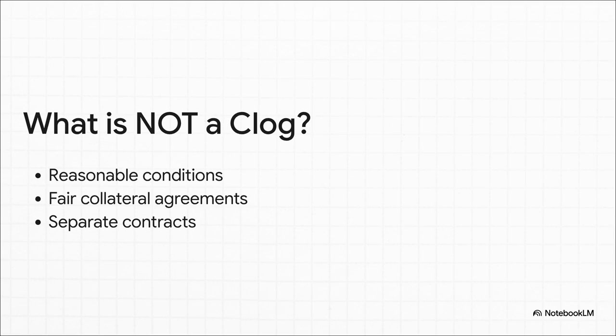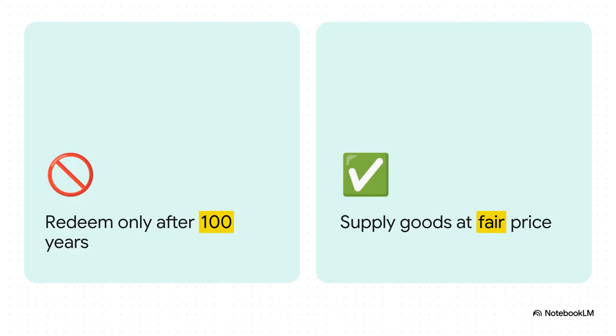Reasonable conditions, fair collateral agreements, separate independent contracts. Now, what is not a clog? Contrasting what is a clog with what is not a clog proves comprehensive mastery of the syllabus. It shows you really know the nuances. A reasonable condition is completely fine. A separate, entirely independent contract made later on between the exact same parties is not a clog on the original mortgage. Void clog, redeem only after 100 years, versus valid, supply goods to mortgagee at fair price.